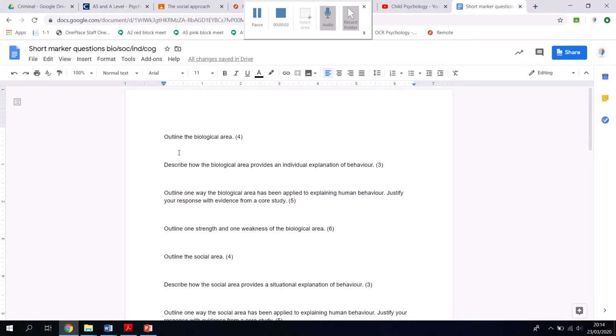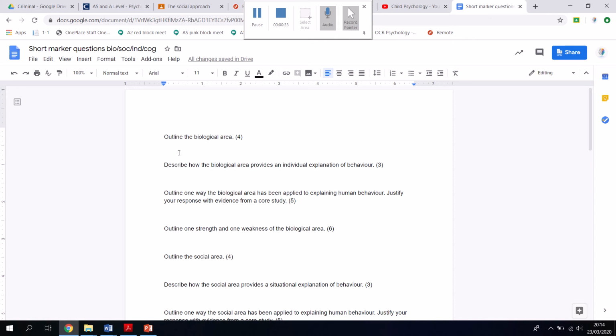Okay, so there's some short marker questions here that I'm going to do with you. I'm going to model how to do some of them, and then you're going to do the rest. So I'm just going to look at these biological ones for now. So we can say there is kind of a set structure for some of these that you have to follow.